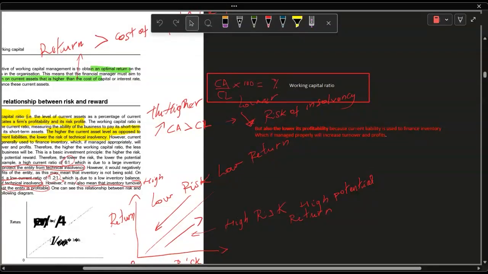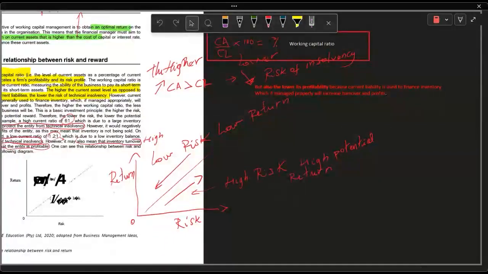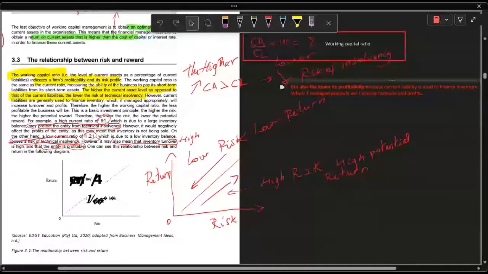Current assets divided by current liabilities multiplied by 100. It's also one ratio that we're using when we're looking at how management is doing. So why would we be using it? Because we want to see how properly managed the working capital is.